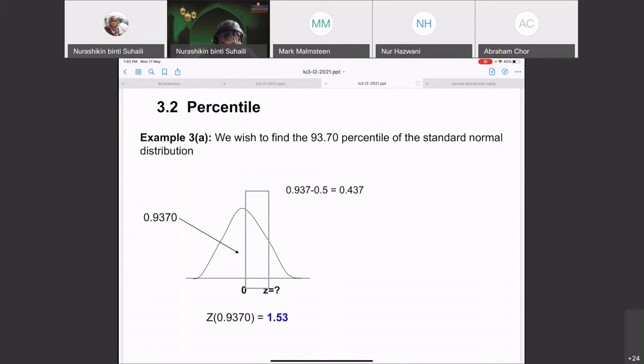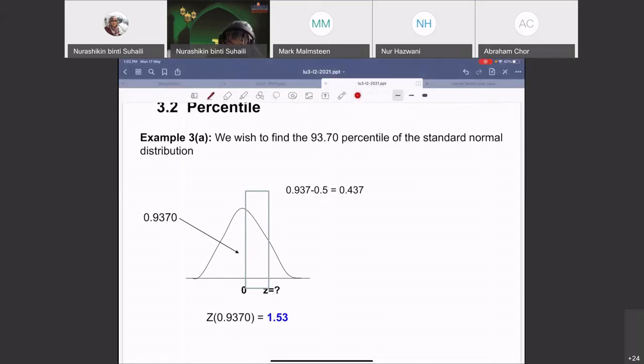Okay, this one, we wish to find the 93.7th percentile of the standard normal distribution. Okay, what does it mean? Here, it means that this is actually the area, and this is in terms of percentage. So if you convert it, it's actually 0.937. It asks us to find what is the Z value first, and then what's the X value later.